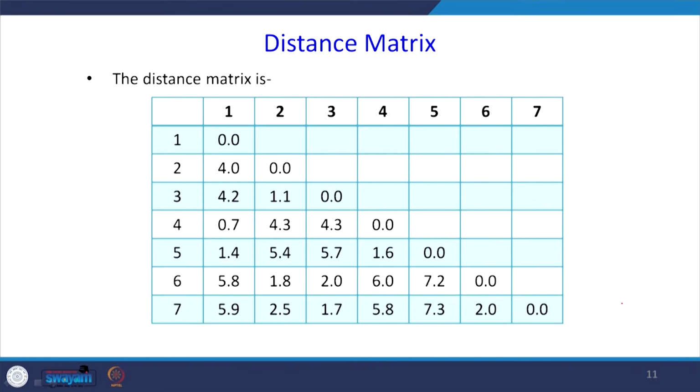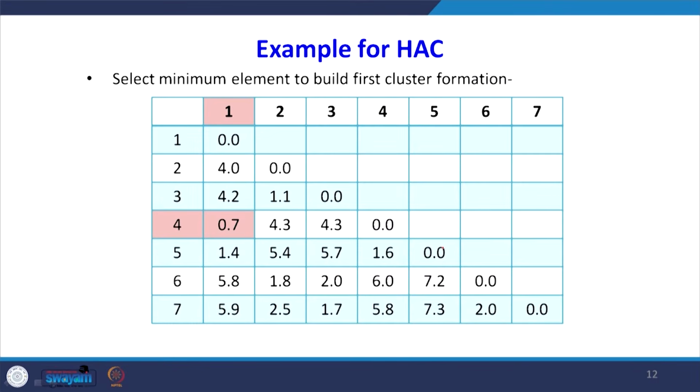Now we have compiled all the distances. As I told you, this is the distance matrix. See that this diagonal will be 0 because the distance is 0. We got the distance between 2 and 1, 3 and 1, 4 and 1, 5 and 1, 6 and 1, 7 and 1. These values we got from our previous slides. So we got the distance matrix.